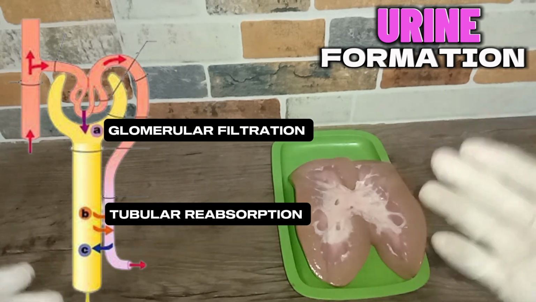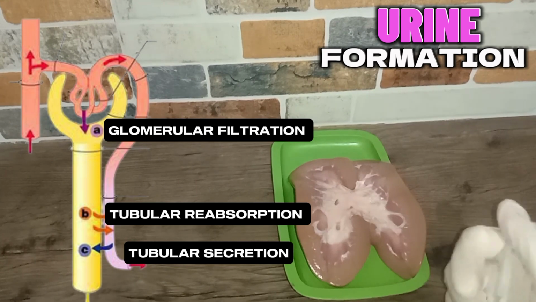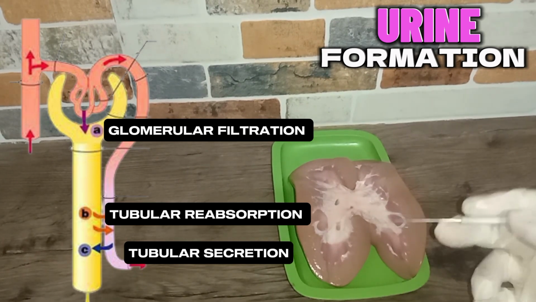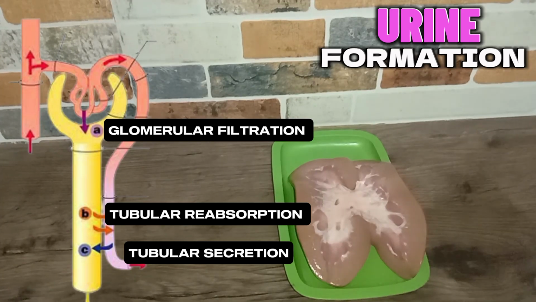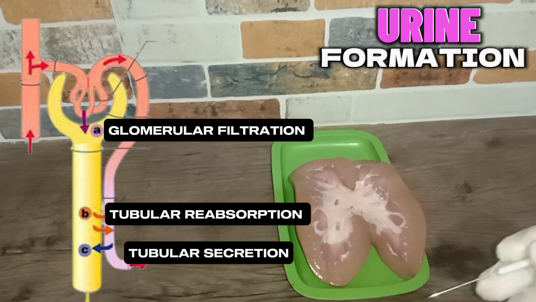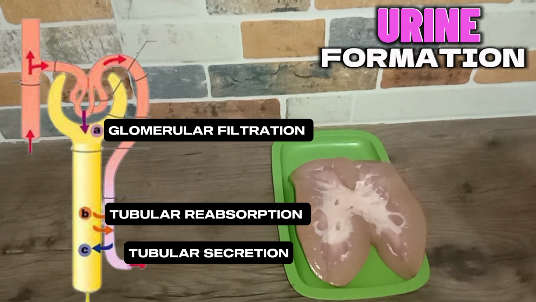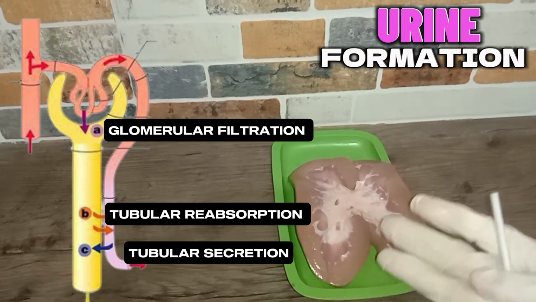For the last stage of urine formation, we have tubular secretion. This is the reverse of tubular reabsorption because it is the process of secreting waste products and excess ions from the bloodstream into the filtrate. This also occurs in the renal tubules. Some of the substances that are secreted into the filtrate include urea, creatinine, hydrogen ions, and ammonium ions.